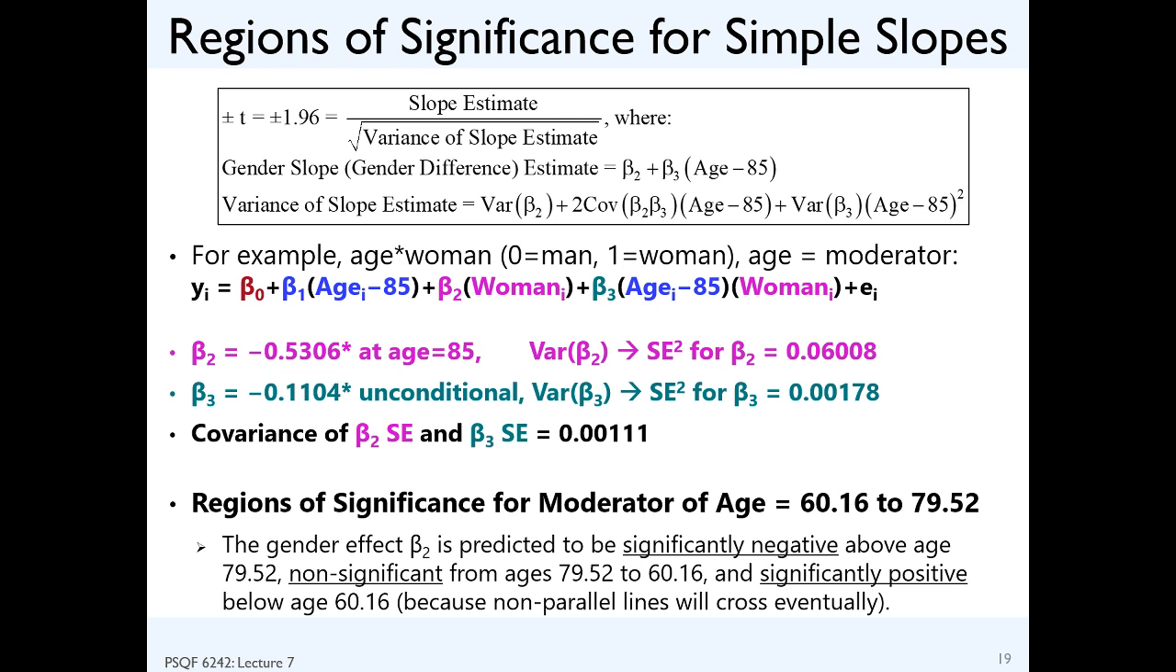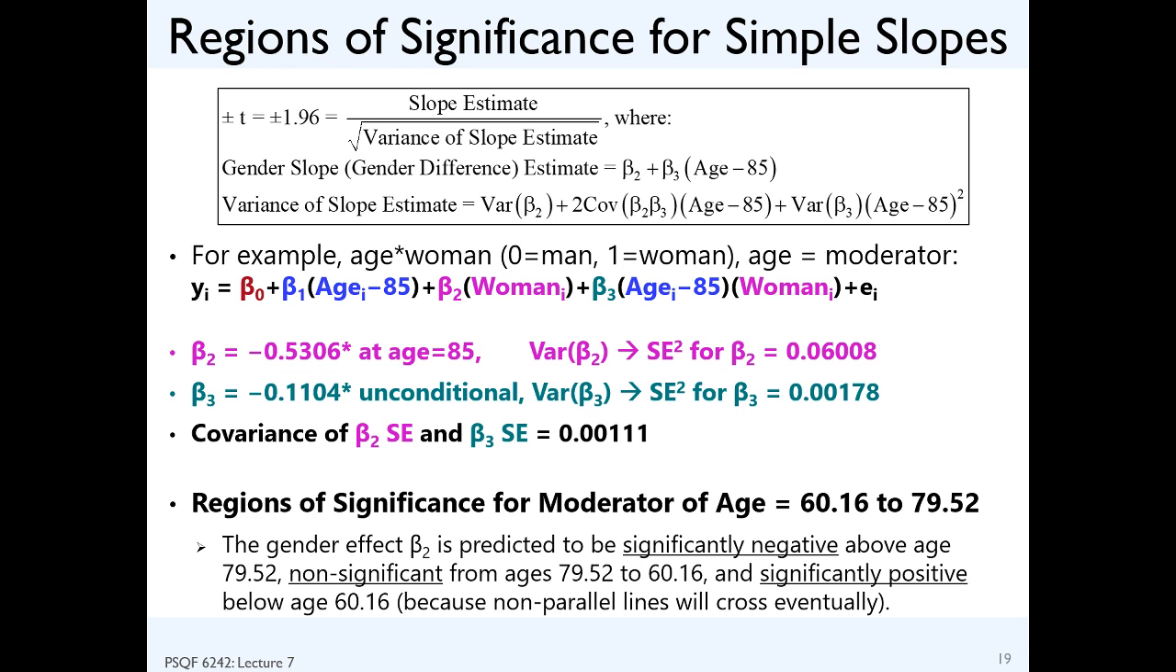So we know that it's significant at age 85. We might want to know at what point it becomes non-significant as age decreases. And I worked out the numbers, and it works out to be 60 and 80 or so as the cutoffs. So anytime above age 80, there is a negative gender effect such that women do worse. Between 60 and 80, the gender effect is non-significant. Anywhere below 60, the gender effect reverses such that women do better.